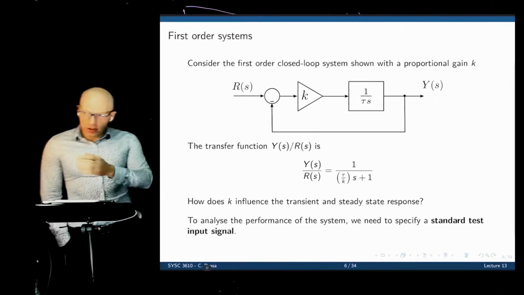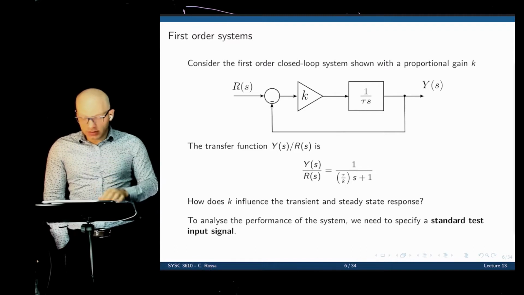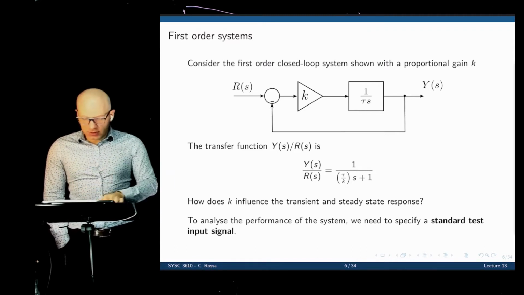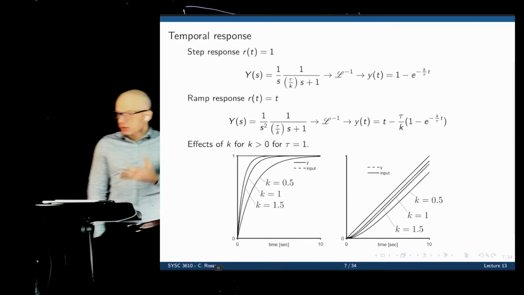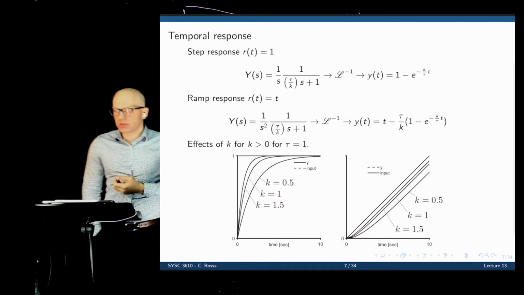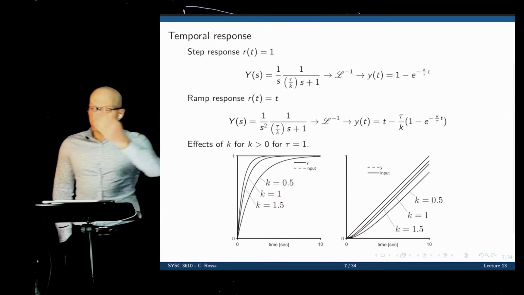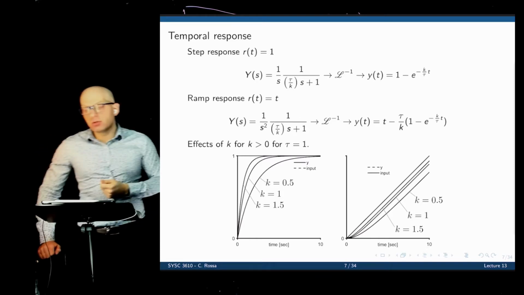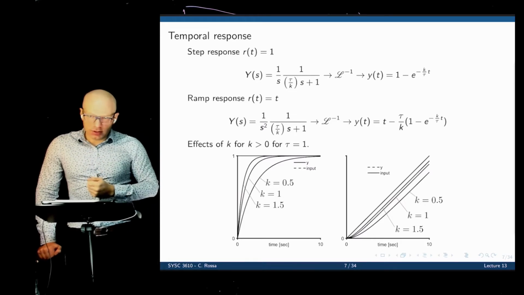So that's how we got this transfer function. All right. So the question is, how does K now influence the steady state response or the transient response of this system? To do that, we need to establish some signals to analyze the performance of the system. The first one is the well-known step response, where the input to the system would be 1 over S, and a ramp response can also be used as a testing signal. In this case, the input would be 1 over S squared.